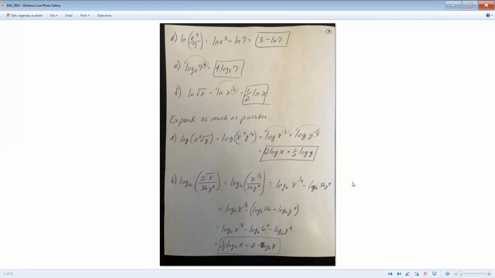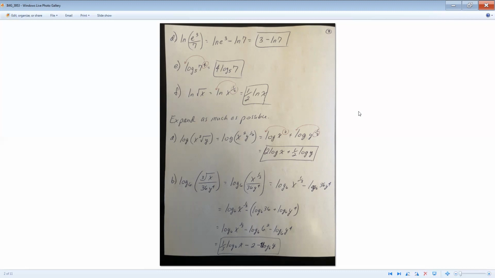Next one, if I wanted to use the power rule, I have log base 5 of 7 to the 4th power. I can bring the 4 to the front. That's 4 times log base 5 of 7. And then here, natural log of the square root of x. The square root of x is x to the 1/2 power, just like the cube root of x is x to the 1/3 power. Fourth root of x is x to the 1/4 power, and so on. So I recognize that, and then that means I can bring the 1/2 down front, and that'll be 1/2 natural log of x.